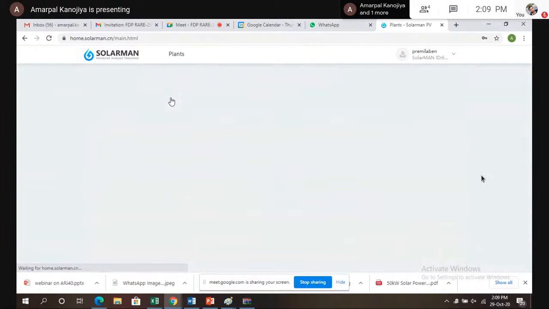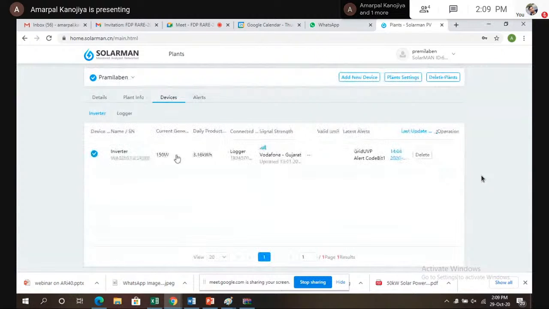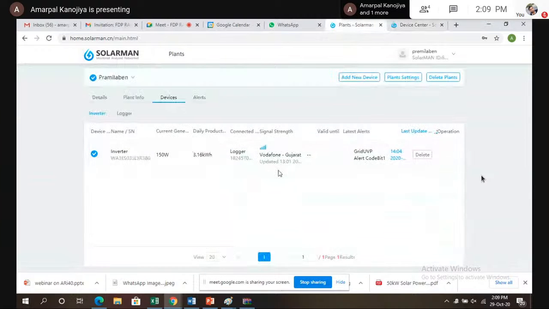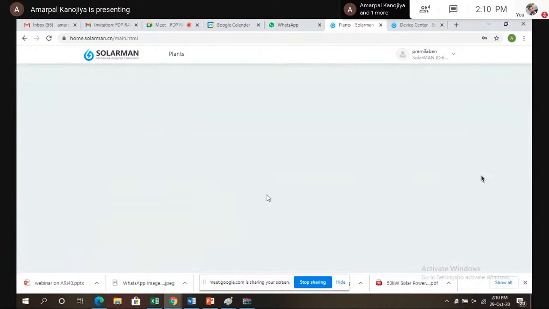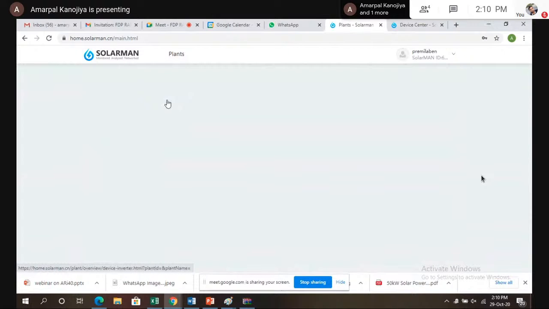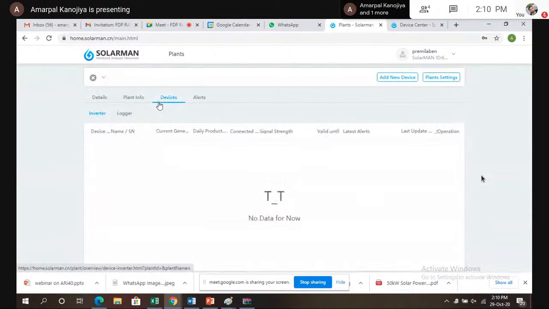You can observe your device. See here, this is an inverter. Current generation is 150 watt. This is total generation. This is the logger data. You can look after everything. This is the network connection. If the connection is zero, then there is no internet connection. Then the power plant generation shows you zero, and in the alert an error is coming from the device. So by this internet of things, you can observe your whole solar power plant by this Solar Man app.